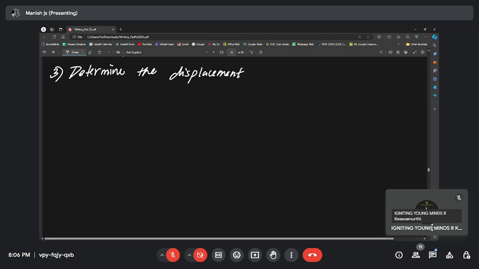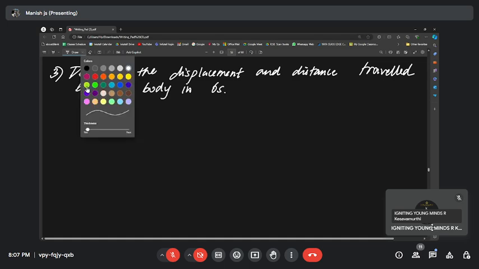Determine the displacement and distance traveled by the body in 6 seconds. They're asking for displacement and distance traveled.